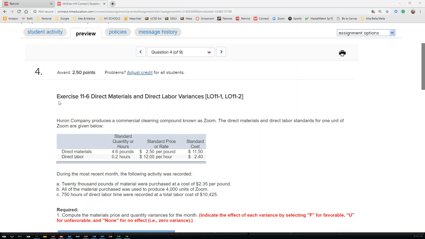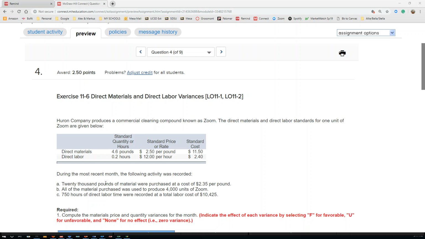This is a little extra help for exercise 11-6 for figuring out what our direct material and our direct labor variances are. So they're manufacturing a cleaning compound, and they want to know what the direct labor and direct material variances are. So they've been giving you some standards here. This is what they've just estimated based on previous experience, and then they give you some actuals. And this is how Chapter 11 usually works, where you're given standards and you're given actuals, and you've got to know what to do with them.